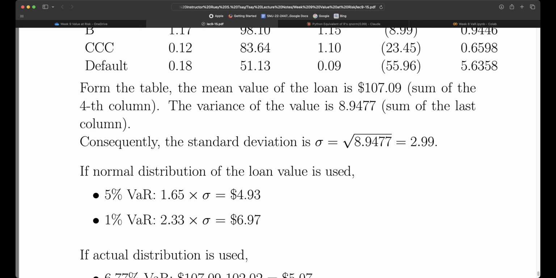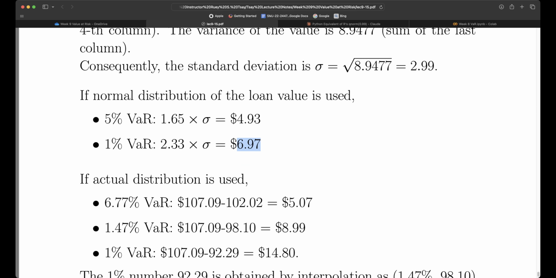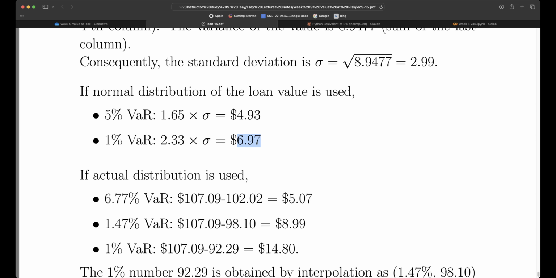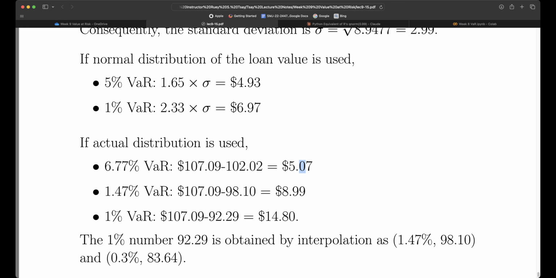So with 5% probability, we can lose more than this amount. With 1%, we can lose more than this amount. If we use the actual distribution, actually we have a higher number. Higher number. But if the actual distribution is used, this one.